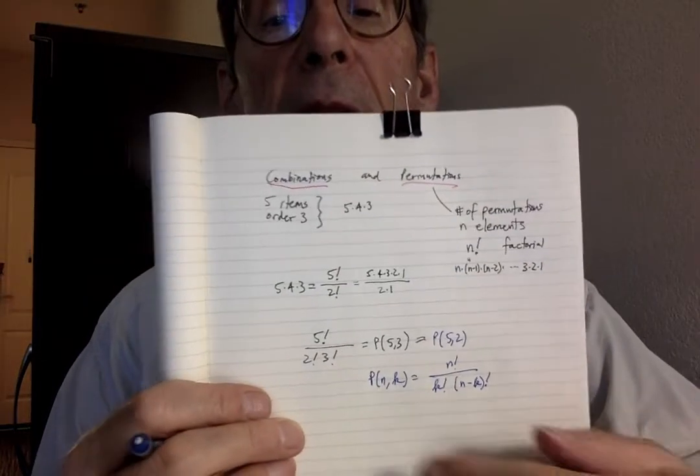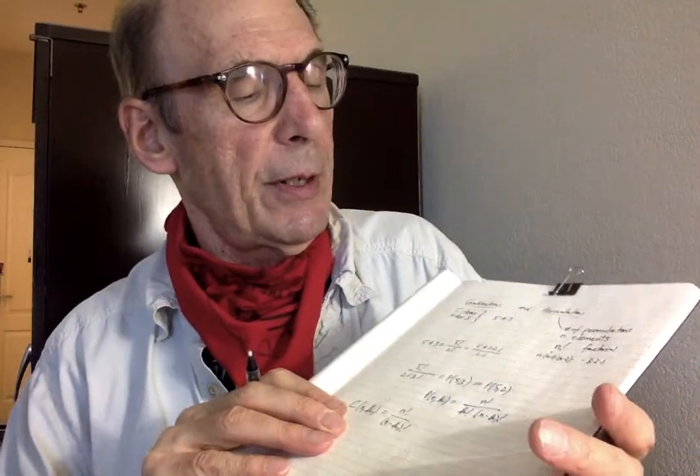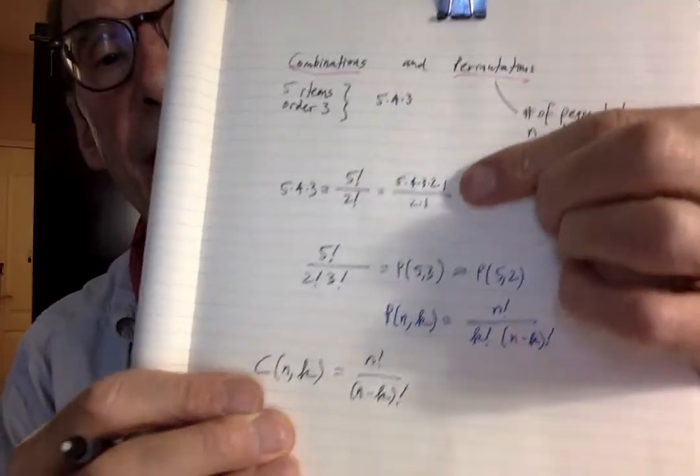So there is the permutation formula. The combination formula, that's where the order matters, is C(n, k), and that's a fraction: n factorial over n minus k factorial. So what I've done on the bottom here is generalize what I've done up here.